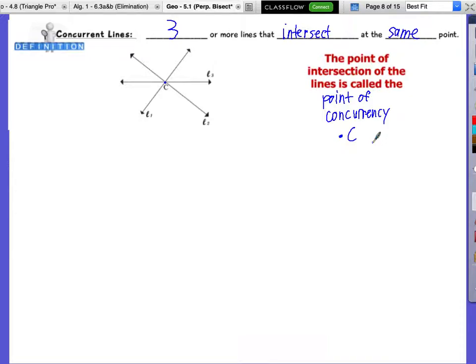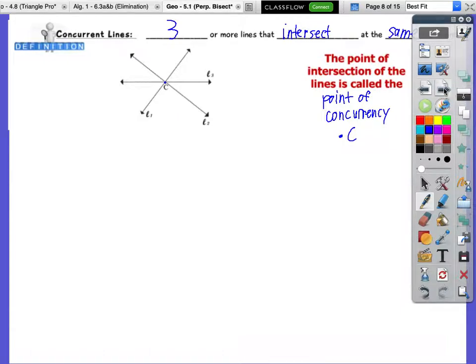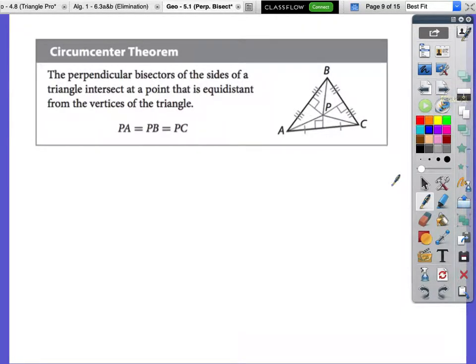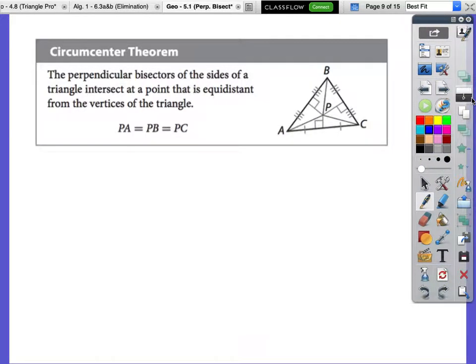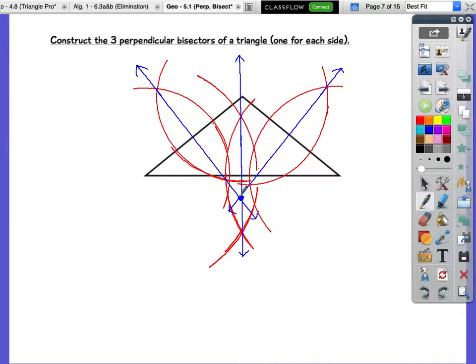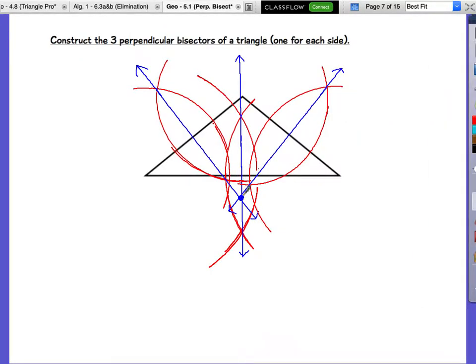Okay, so we're going to talk about a certain kind of concurrent line, or three concurrent lines. If we have the three perpendicular bisectors, like we did on my drawing, the three perpendicular bisectors of the sides of a triangle intersect at a point that is equidistant from the vertices of the triangle. And we call that point the circumcenter. So going back to here, this point where all three of these perpendicular bisectors intersect would be called our circumcenter. You might want to label that on your drawing.